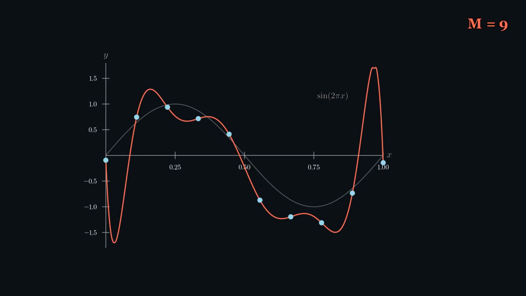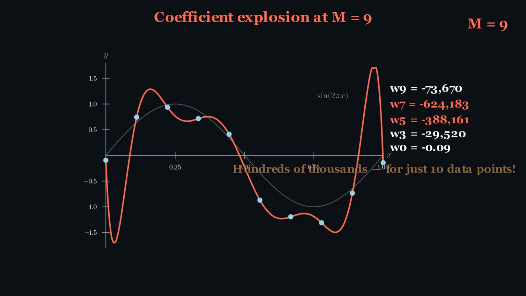But what about degree 9? With 9 degrees of freedom and only 10 data points, the polynomial passes through every single point. Training error, essentially 0. But look at how wildly it oscillates between the points. This is overfitting. The model has memorized the noise, and the coefficients? They explode to hundreds of thousands, enormous numbers fighting each other just to thread through 10 data points.